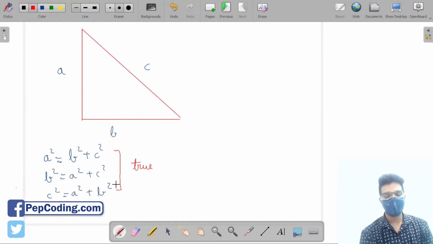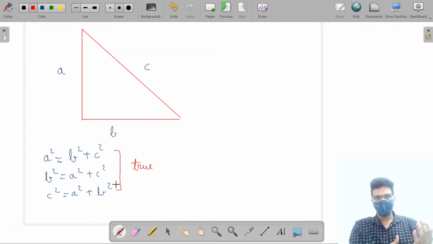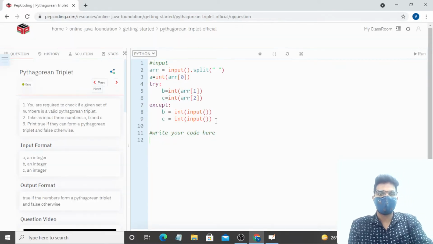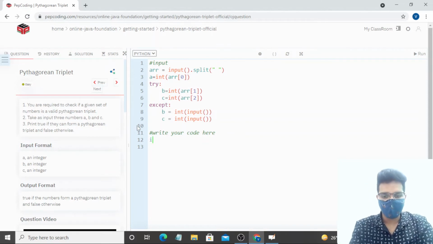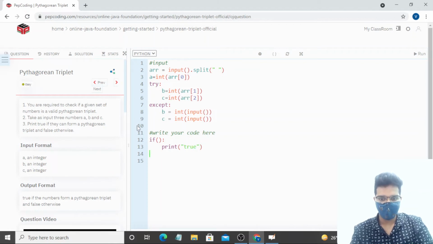Okay, so now that we know when our sides can form a Pythagorean triplet, let's try to code it. Don't care about the input. We have to write our code here, and we know we are given three integer inputs. If a triangle can form a Pythagorean triplet, we have to simply print true. Else, if our condition is not true, then we have to print false.